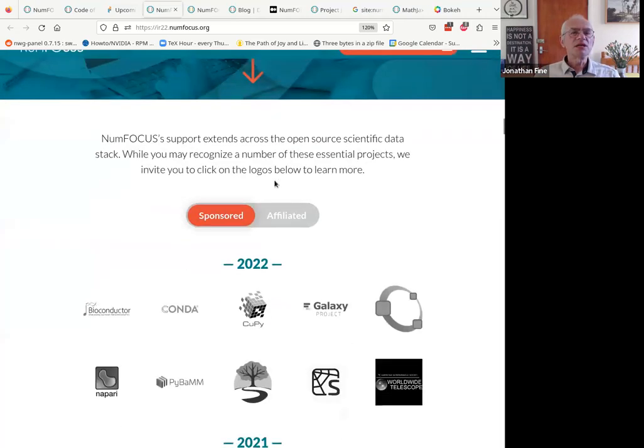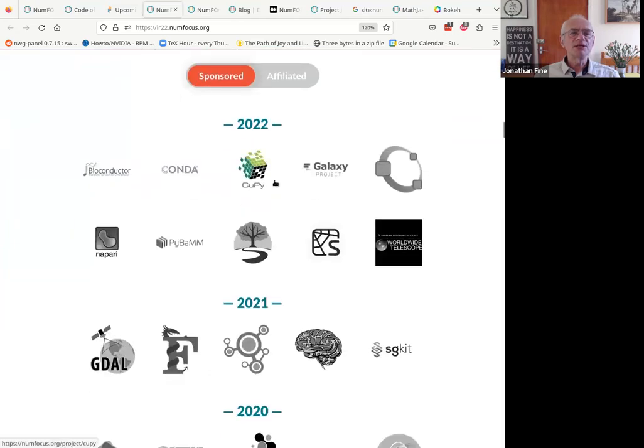So these are the sponsored organizations, and I don't know many of them. QPi is probably Barracuda Pi, I'm guessing. PyBAM, I don't know what that is. Worldwide Telescope. I think that might be interesting if you're an astronomer.